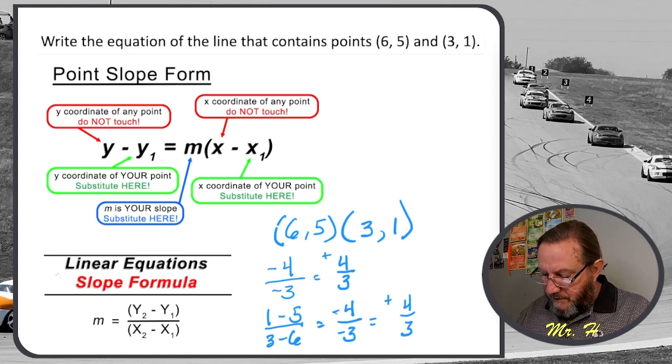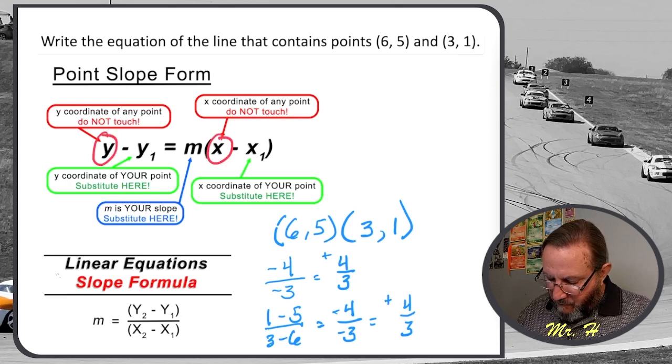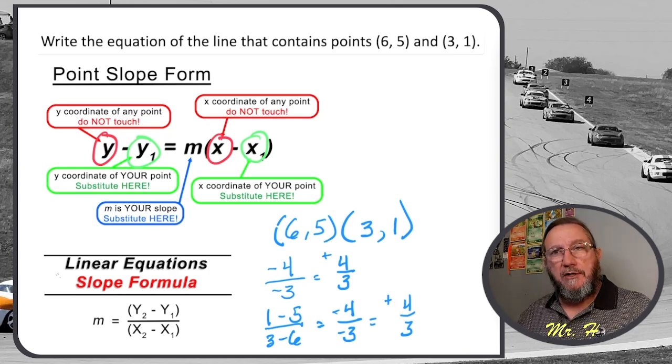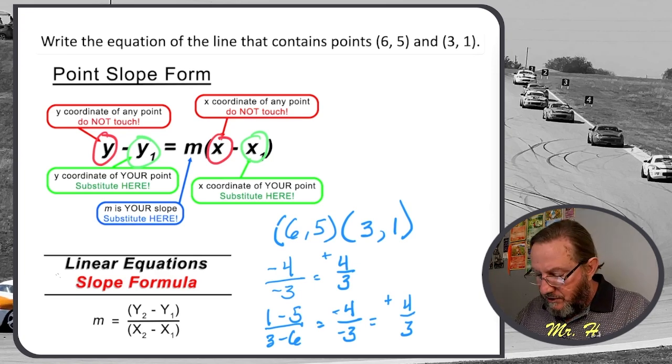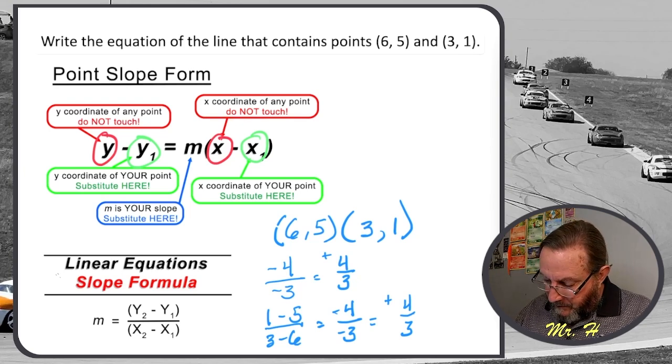We plug things into our point slope form. Remember, we are not going to touch this x and that y. We are going to substitute a y1 and an x1 based on a point that we know. Well, which point do we want to use? It doesn't matter. You can use the (6, 5), or you can use the (3, 1). Let's use the (6, 5) for right now. I'm going to make my substitution.